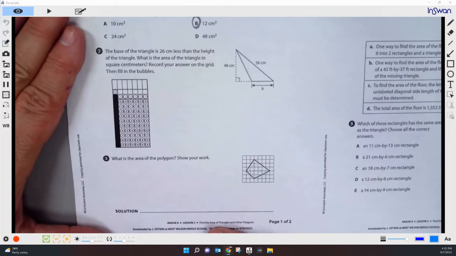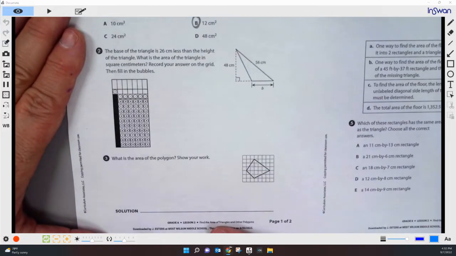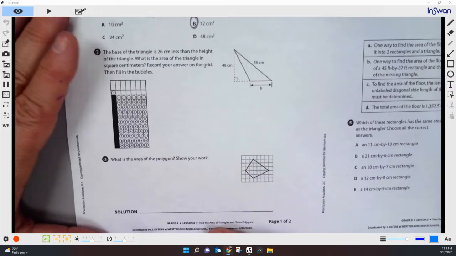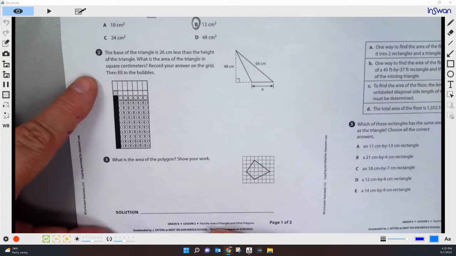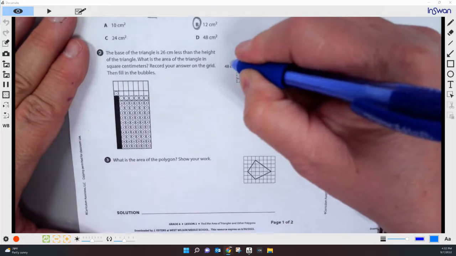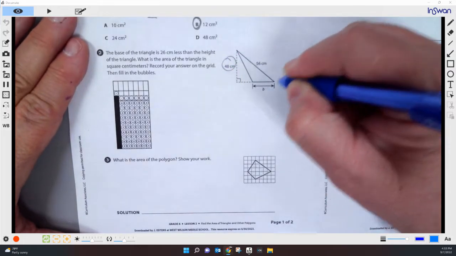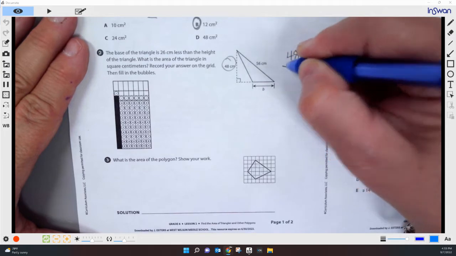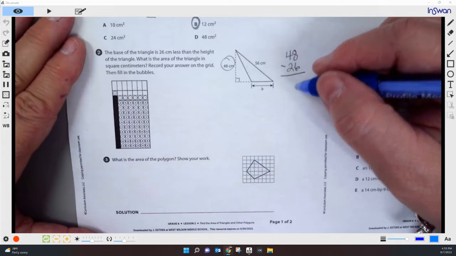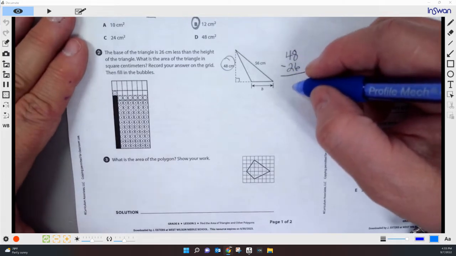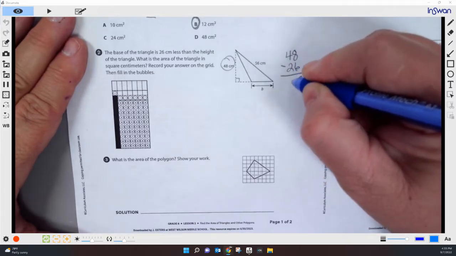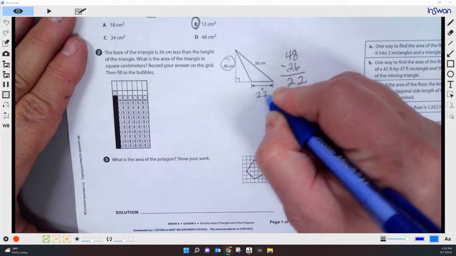The second one. On this triangle, it says that the base is 26 centimeters less than the height of the triangle. What is the area of the triangle in square centimeters? Record your answer on the grid, then fill in the bubbles. I don't really care about the grid so much as I do about us understanding that we have our height, but we're going to use the height, 48, minus 26, and that's going to give us the base. 48 minus 26 is 22. 8 minus 6 is 2. 4 minus 2 is 2. So that base is going to be 22.